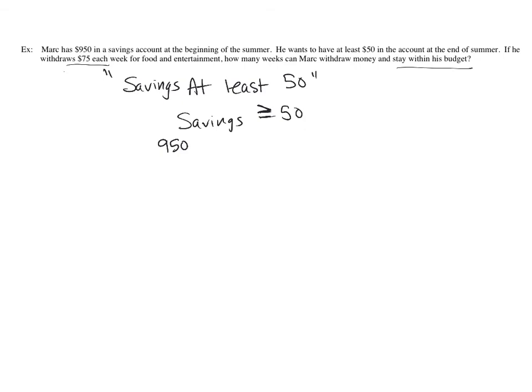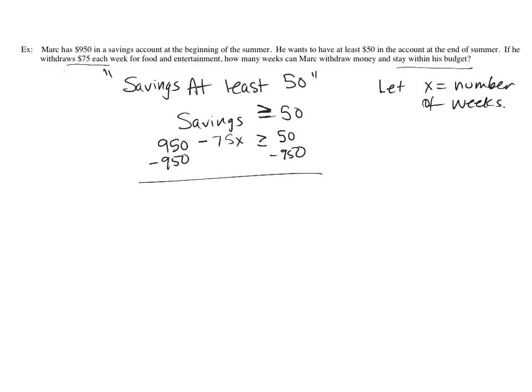So how many weeks can Mark withdraw money? He's losing $75 from his savings every week, and that altogether needs to be greater than or equal to 50. We want to define our variable, so let x equal the number of weeks. And then we can go through and solve this. We'll subtract 950 from both sides. So we've got negative 75x is greater than or equal to negative 900. And we can divide by negative 75.